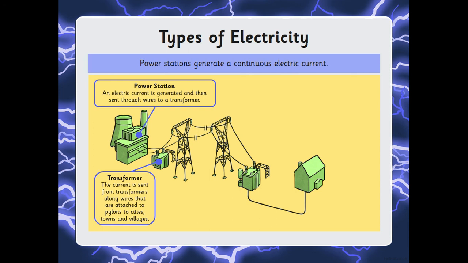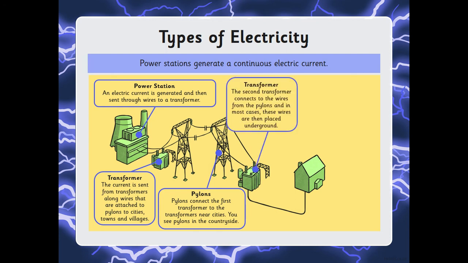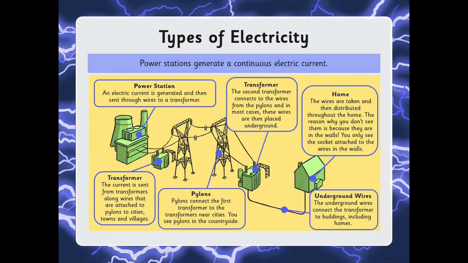And from the transformer, the current is sent along wires that are attached to pylons to cities, towns and villages. The pylons connect the first transformer to the transformers near the cities, and you might see the pylons in the countryside. And then the second transformer connects to the wires from the pylons, and in most cases these wires are then placed underground. The underground wires connect the transformer to buildings, including homes, and the wires are distributed throughout the home. The reason you don't see them is because they are in the walls, so we can see the socket attached to the wires in the walls.